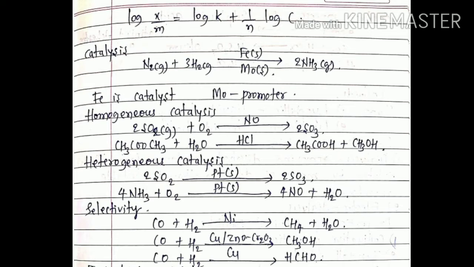So SO2 plus O2 to give SO3. The catalyst here in this case is NO. CH3COOCH3 plus H2O to give CH3COOH plus CH3OH. Here in this case the catalyst is HCl. Heterogeneous catalysis: SO2 to give SO3. In this case solid platinum is the catalyst. NH3 plus O2 to give NO plus H2O. Here in this case the catalyst is platinum.